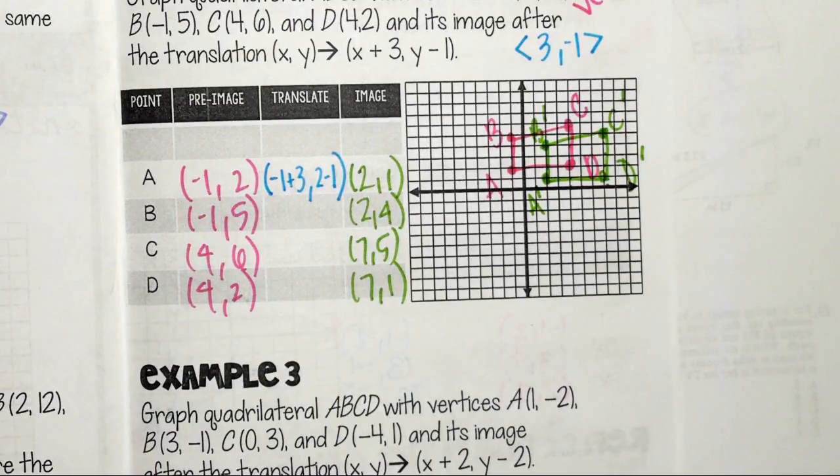Do we have to write the middle? Do we have to graph the 3 of them? Yes. Because it says graph the quadrilateral and its image.